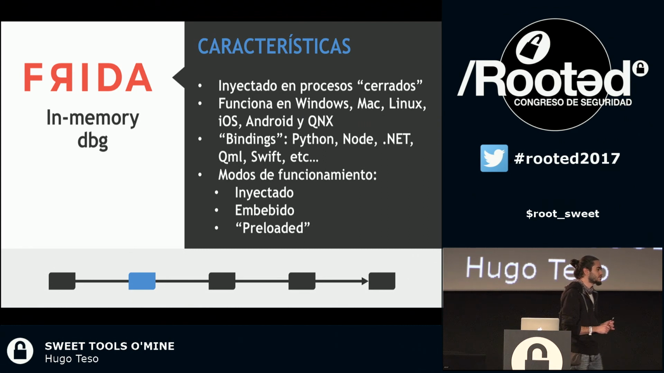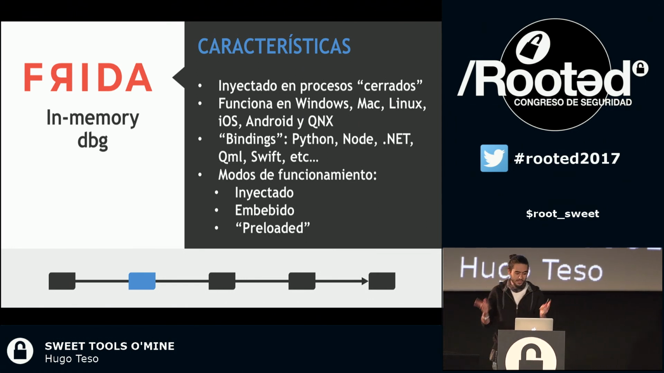Frida, in a very short nutshell, is a debugger that you inject into memory, an in-memory DBG, to analyze closed processes. It is cross-platform for any platform you can think of, like Radare. It's got bindings for Python, Node, .NET, QML, Swift, anything you can think of, and it's got a number of operation modes. You can inject it into a process, you can embed it into your own process, or you can have it preloaded as rootkits in Unix.